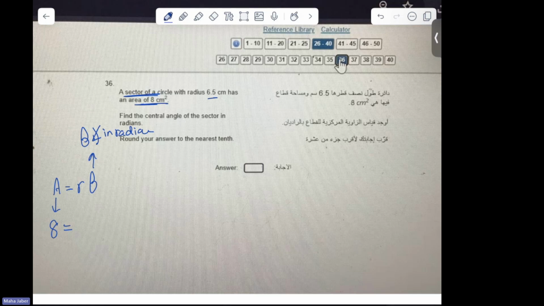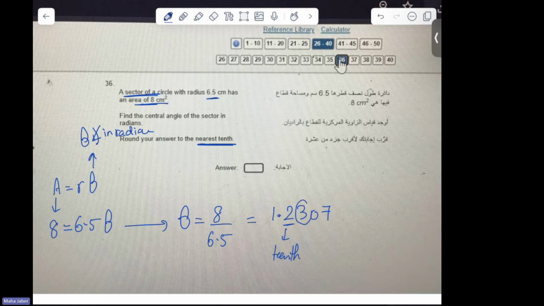R he's giving you 6.5 times theta. All you have to say is theta equals 8 divided by 6.5. You insert it in your calculator. It's going to be 1.2307. Now, he's asking you to round to the nearest tenth. This is the tenth, and it means we check this number. This number is 3, less than 5. Thus we will not add 1. Thus it will be 1.2. This is the answer. Okay?